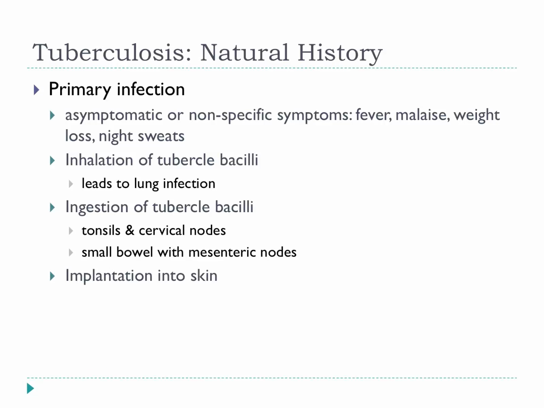However, you can get tuberculosis from ingestion, and when people used to drink milk from tuberculous cows, this would be a route whereby you could get infection. And there, the infection would either settle on the tonsils, or it would settle into the small bowel and you get mesenteric lymphadenopathy. The lymph nodes there would all swell up.